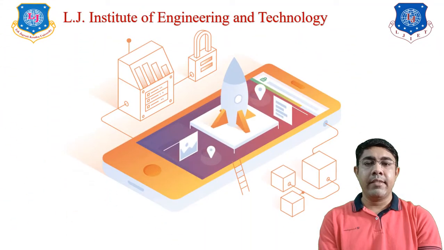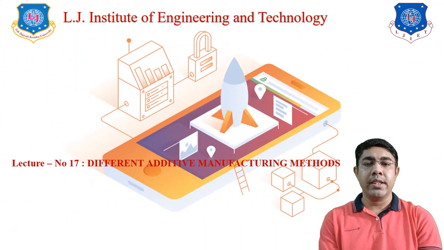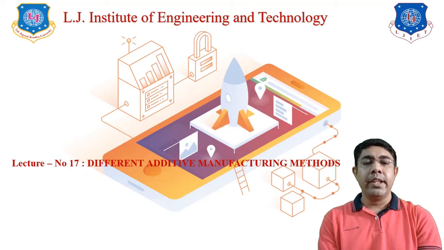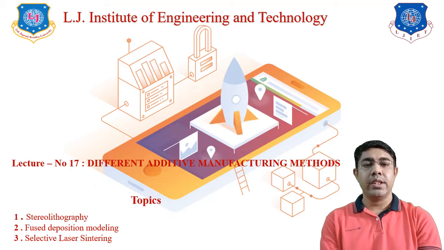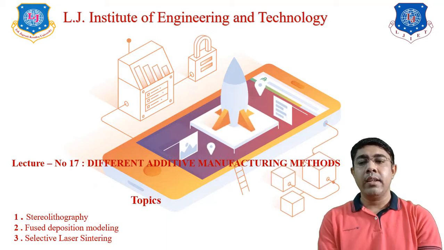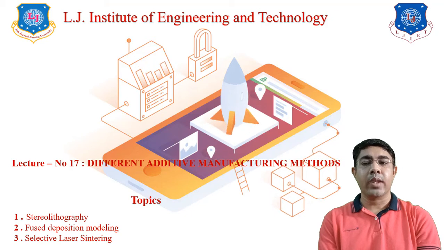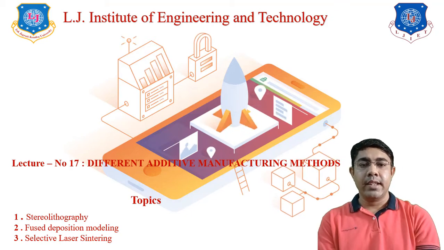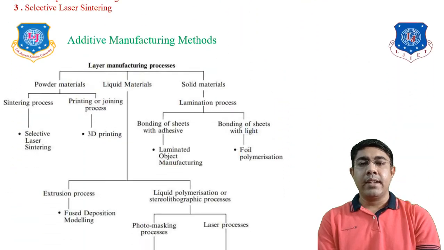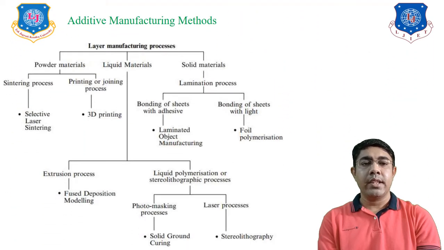This is lecture 17, on different additive manufacturing processes. The learning outcome of this lecture is to learn different additive manufacturing processes like stereolithography, fused deposition modeling, and selective laser sintering. So let's start the additive manufacturing methods.